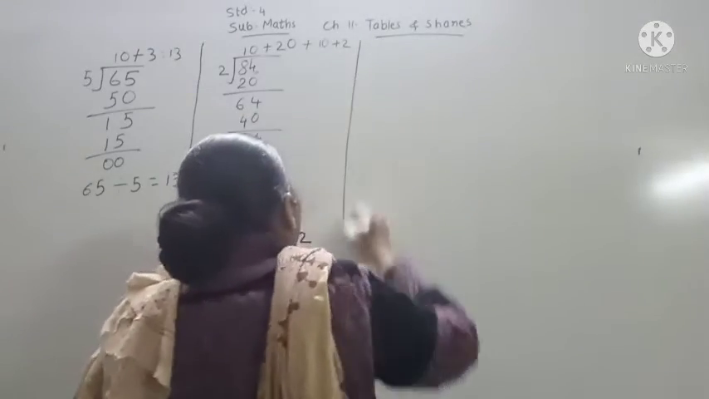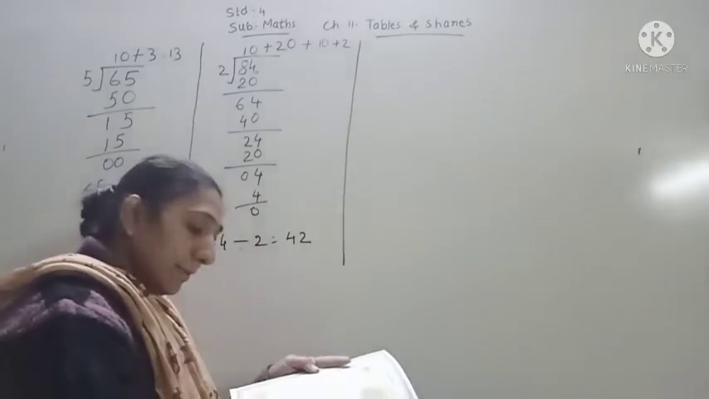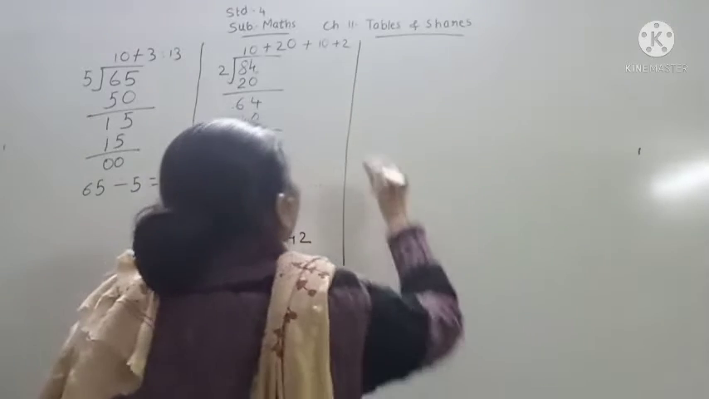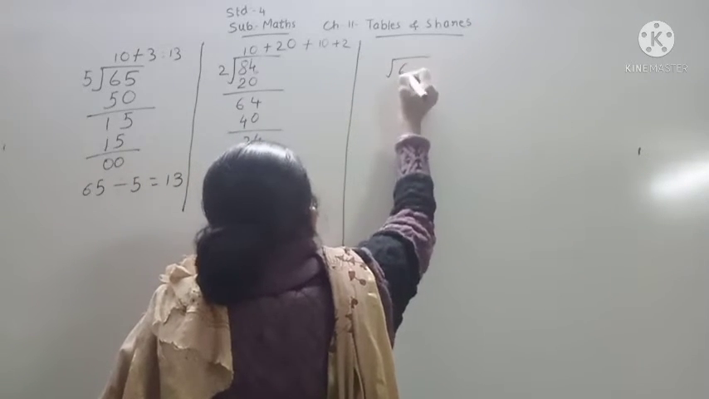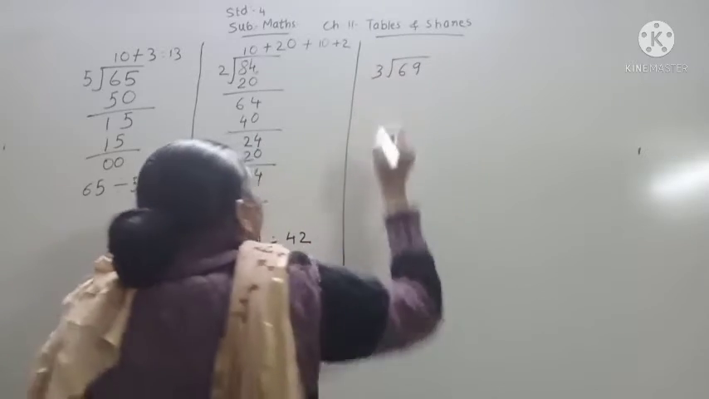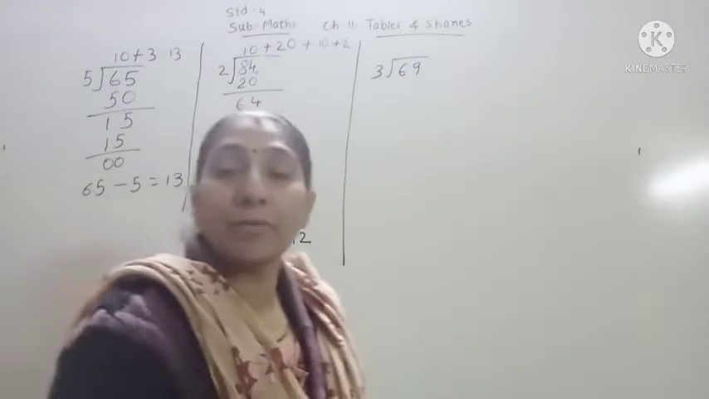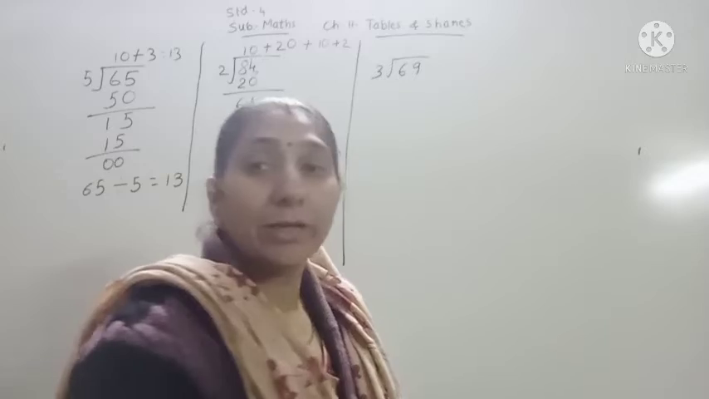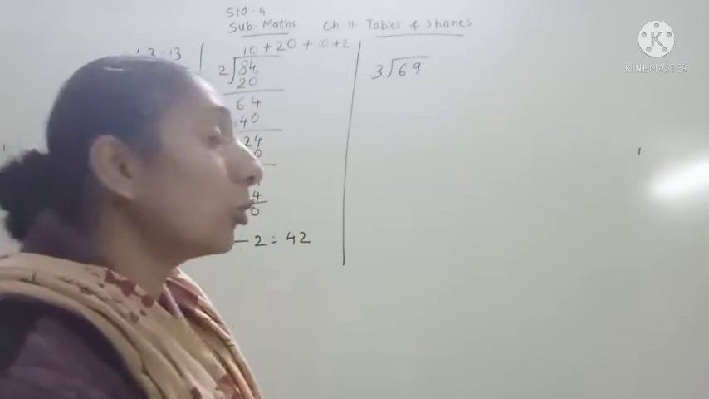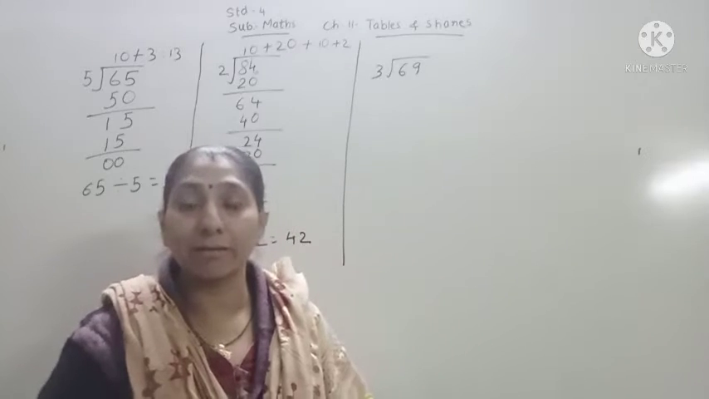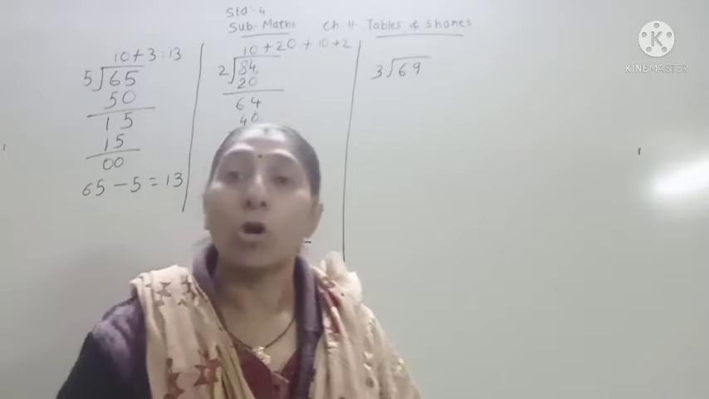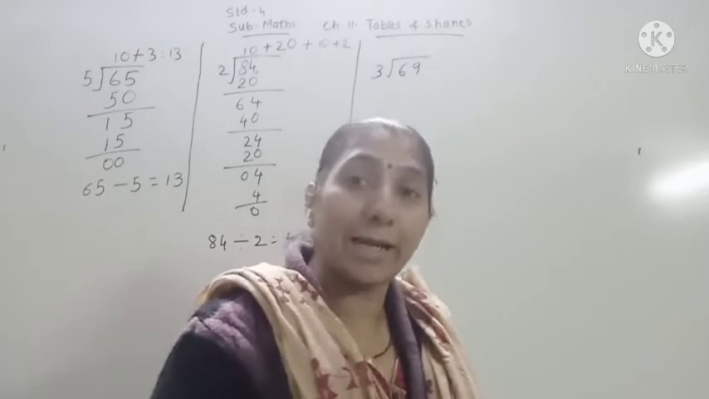Then the next, 69 divided by 3. You can do it either way. दो बार 10 10 ले सकते हैं. 3 10s are 30. Then again 3 10s are 30. Or you can take 20 directly also.